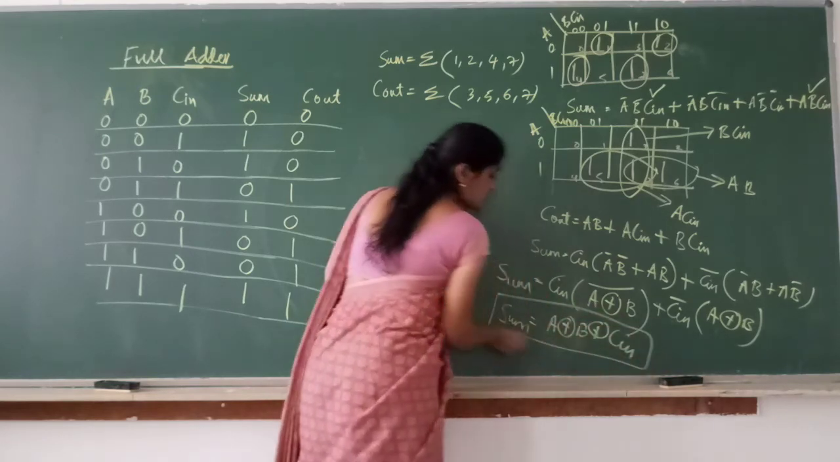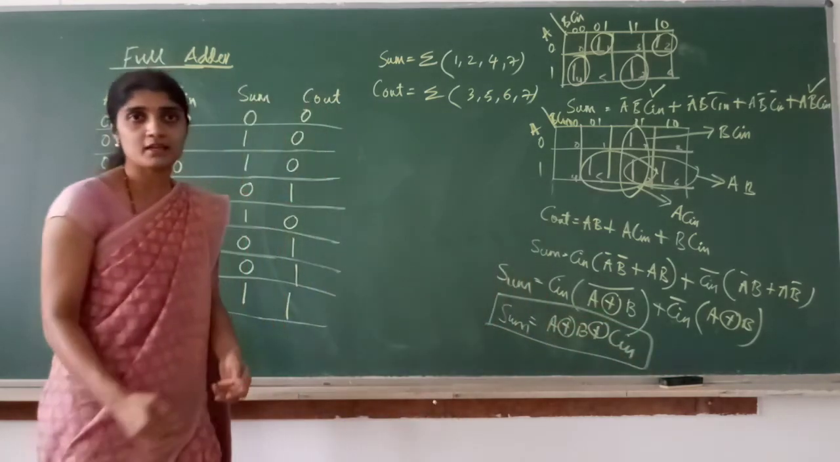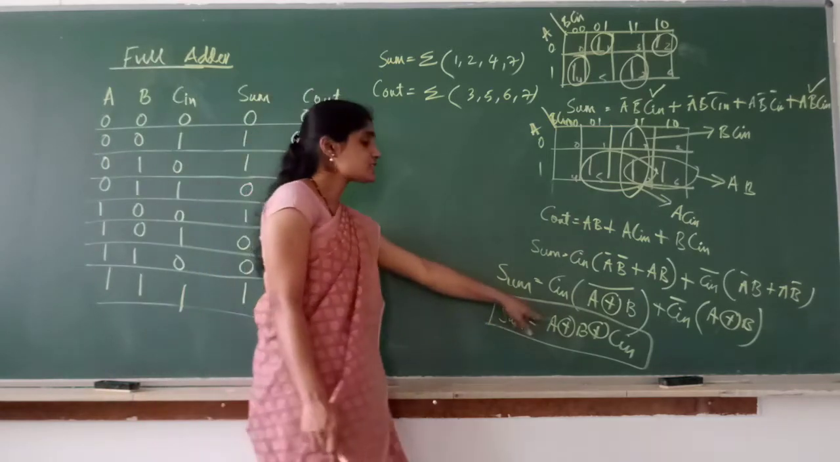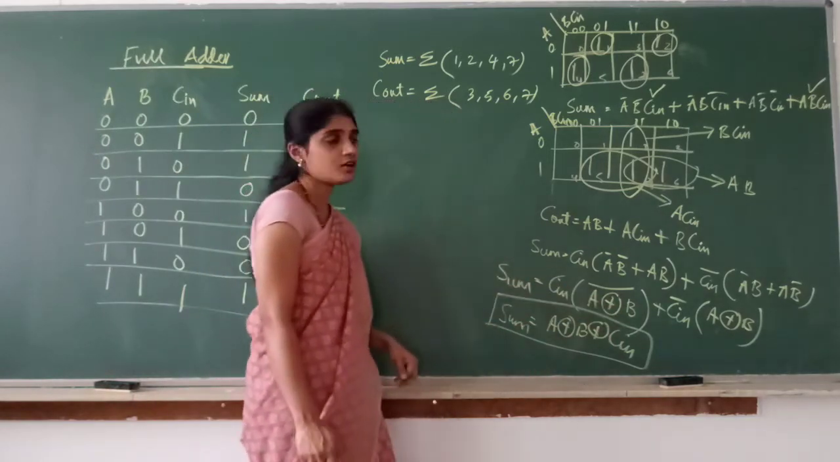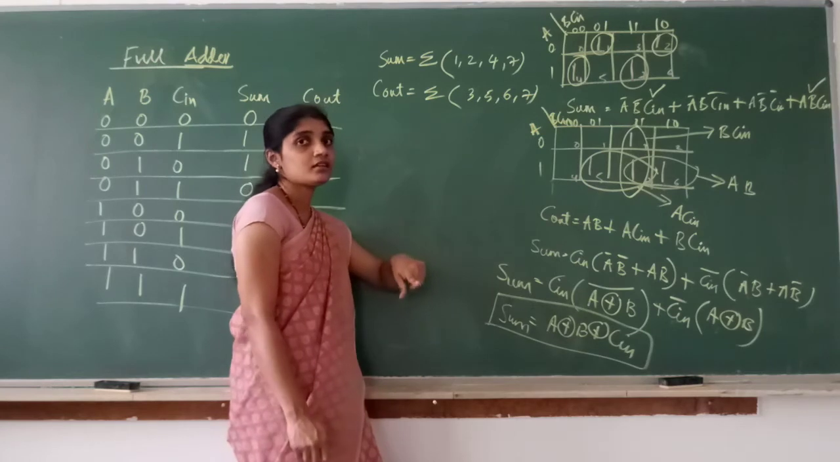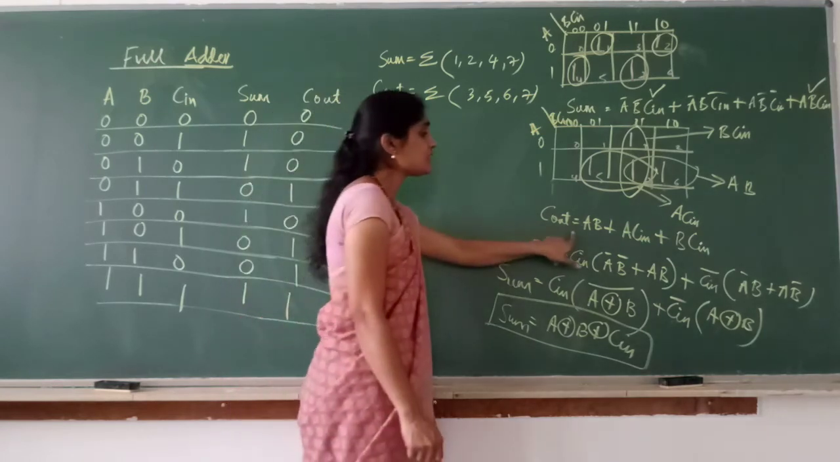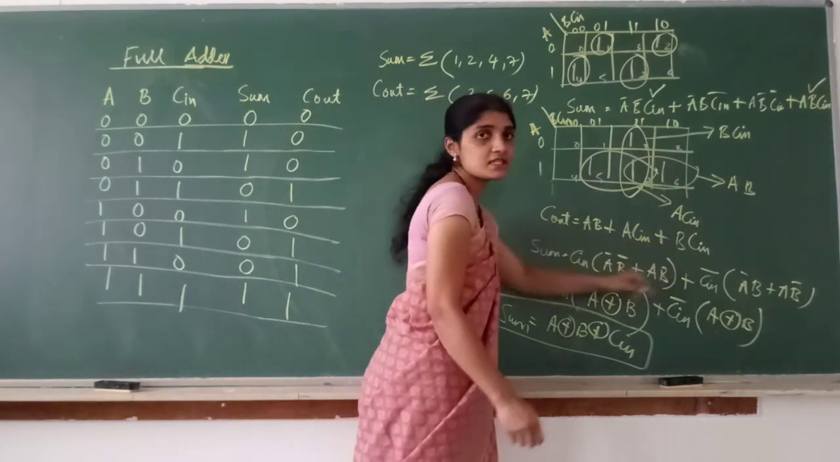What is the equation for sum we have got for half adder? A XOR B. Full adder, A XOR B XOR C. Okay. For carry, half adder AB. Here it is AB plus ACin plus BCin.